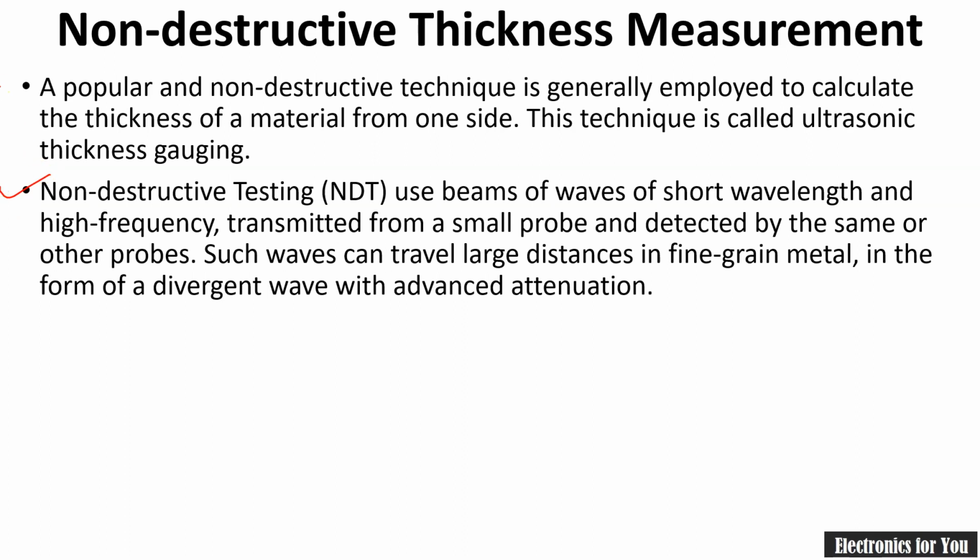In NDT, that is non-destructive thickness measurement, we use beams of waves of short wavelength and high frequency transmitted from a small probe and detected by the same or other probes. Such waves can travel larger distances in fine-grained metal in the form of divergent waves with advanced attenuation. So we will use some ultrasonic waves here which will travel through the workpiece, and we can measure the thickness of that material by using an advanced technique.